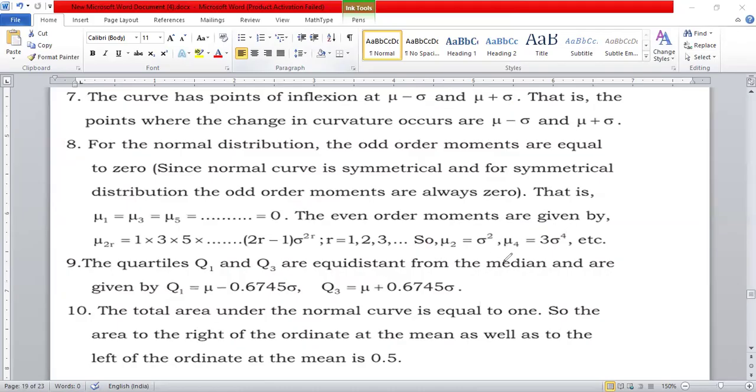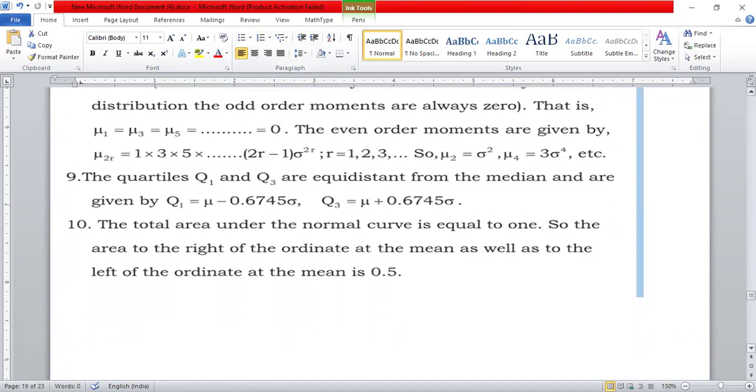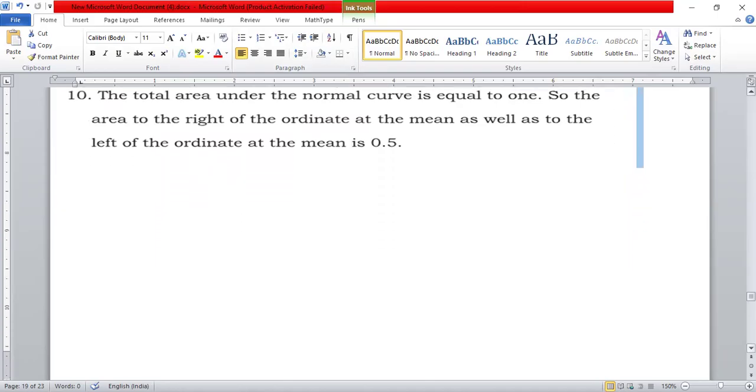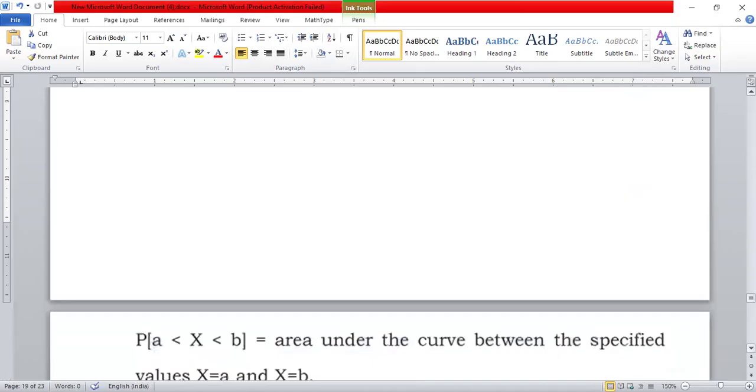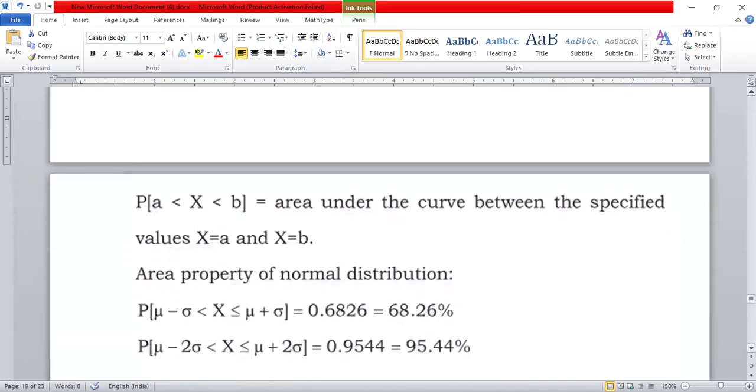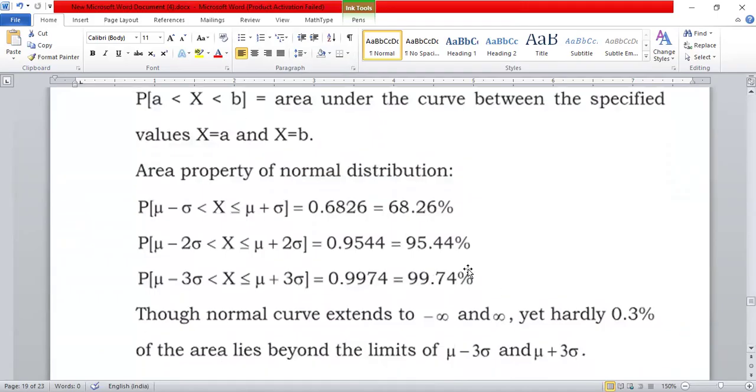The quartiles Q1 and Q3 are equidistant from the median. The formulas are Q1 equal to mu minus 0.6745 sigma and Q3 equal to mu plus 0.6745 sigma, one minus and one plus. After that, the total area under the normal curve is always equal to 1. So the probability of x less than mu is 0.5, and the probability of x greater than mu is 0.5. Finally, this one might also be asked as a 1 mark question: what is the area under the normal curve in the 1 sigma neighborhood of mu? I proved it in the last video: how does it come to 0.6826?